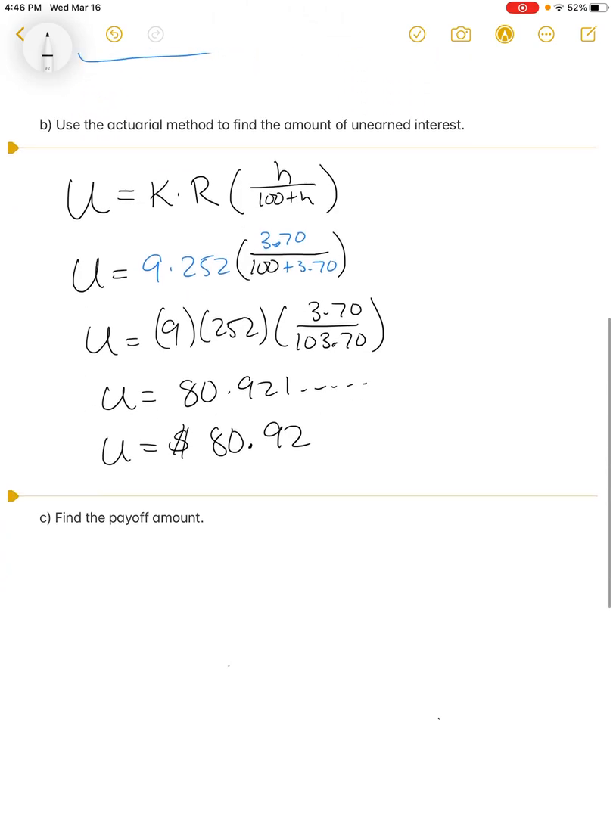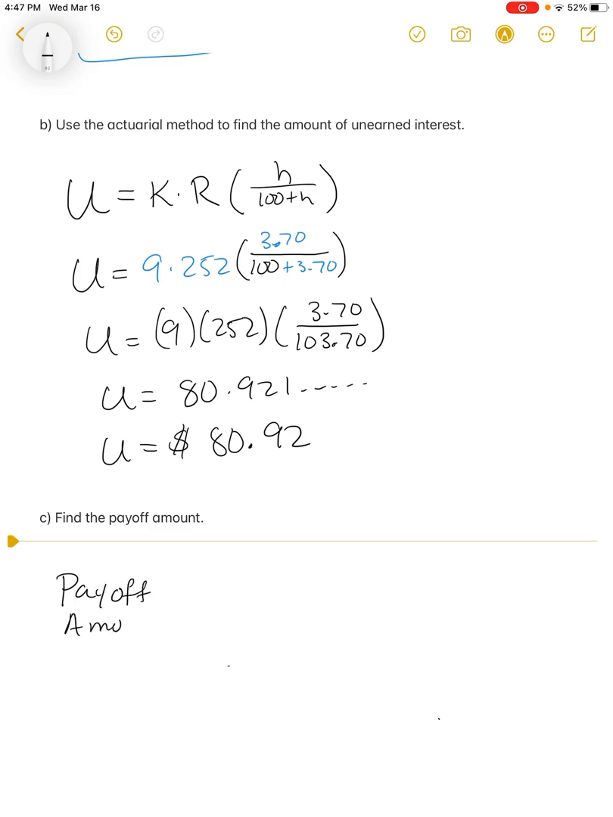Well, you paid it off early. So the payoff amount shouldn't include this unearned interest, the interest that the bank didn't earn because you didn't have their money over those 9 months. So to find the payoff amount, we go to the payoff amount formula. I don't think it has a symbol. Every time I think I've seen it, it just says payoff amount. And the payoff amount is what you would have paid minus the unearned interest.